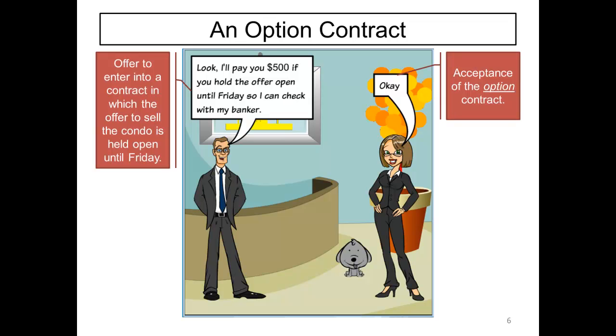We've now got an offer from John to enter into a contract in which Diana's offer to sell the condo is held open until Friday. That's the option contract offer. Diana then accepts the option contract, and we create the option contract there.